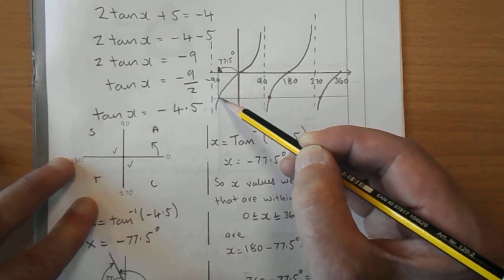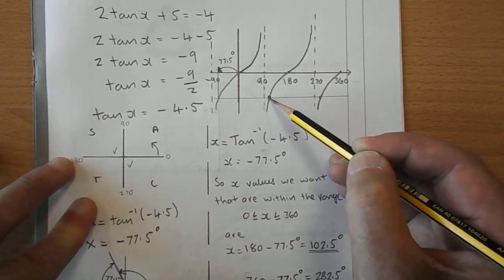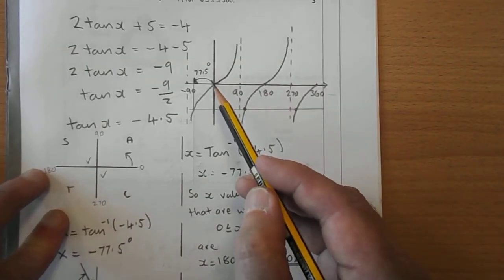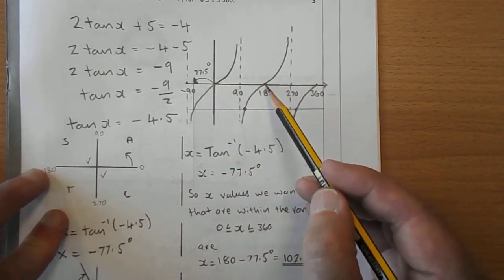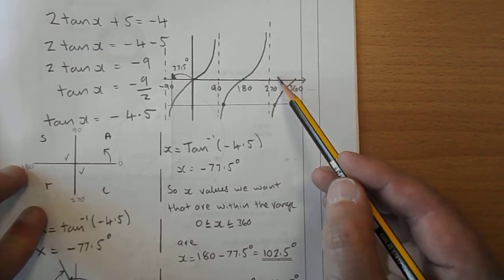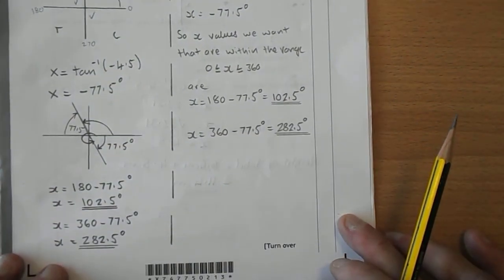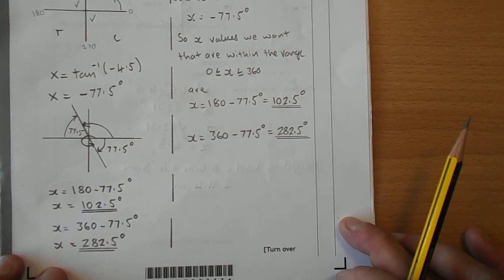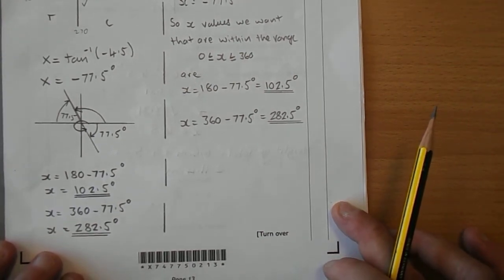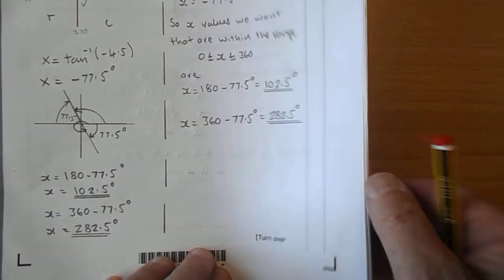There's minus 4.5. Now if I just extend this line along, there's a corresponding bit there, and there's a corresponding bit there. Now where are these? Well, if you're 77.5 back from there, you're 77.5 back from there, and you're 77.5 back from there to get the x coordinate of there. So we're still going to be doing the same sum. 180 take away 77.5, there's your 102.5, and 360 take away 77.5 is 282.5. So I'm hopeful that one of these solutions helped.